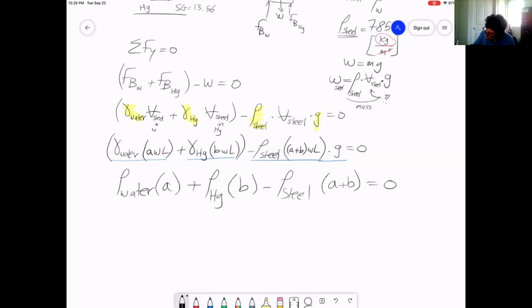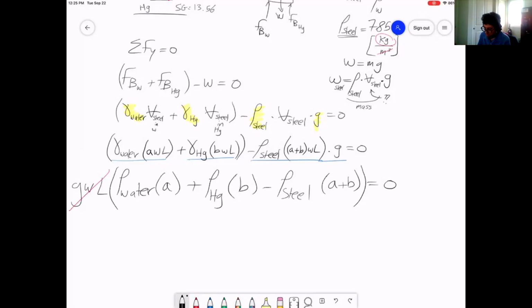And why is that possible? Because you can factor out G times WL. And how can you get rid of this one? Just divide the entire thing by GWL. So do we actually need the length and width? Not really. This problem is independent of the width and length.